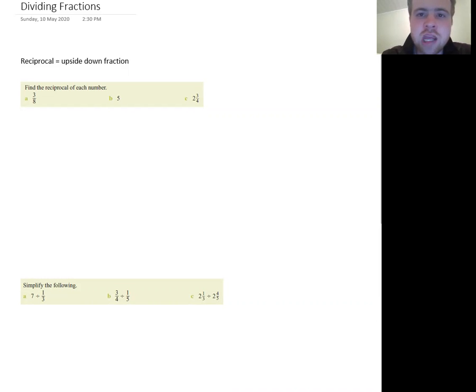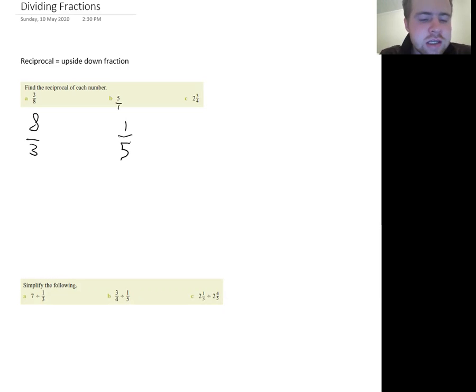So 3/8, if we were to turn it upside down, is going to be 8/3. Okay, simple enough. Now, the reciprocal of 5, now we know that 5 is the same as 5/1. So the reciprocal is just going to be 1/5. So whenever you have a whole number, the top number is going to become 1. And then the bottom number is whatever that number was.